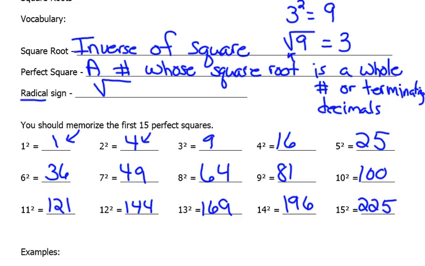The numbers that I wrote in are examples of perfect squares. Because in order to get 4, I had to multiply 2 times 2. So the square root of 4 would be 2. That's called a perfect square. All right, so let's see if we can do these.